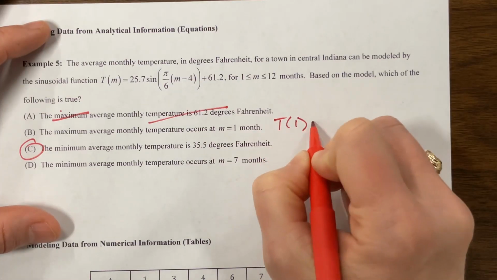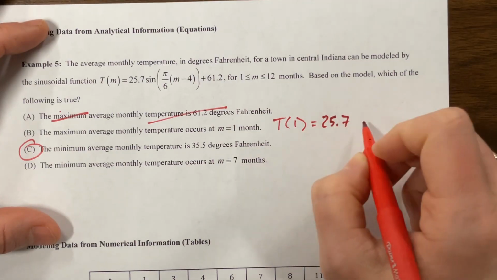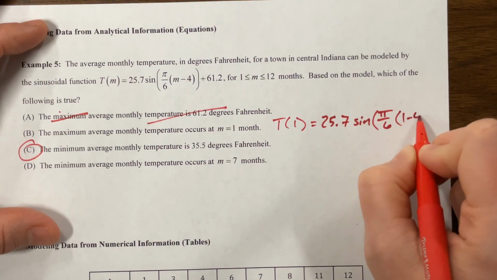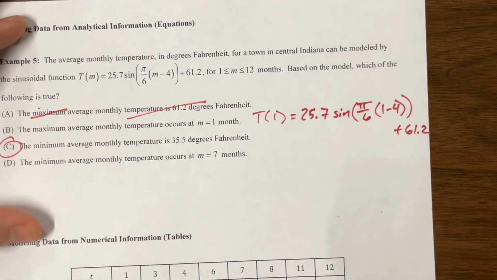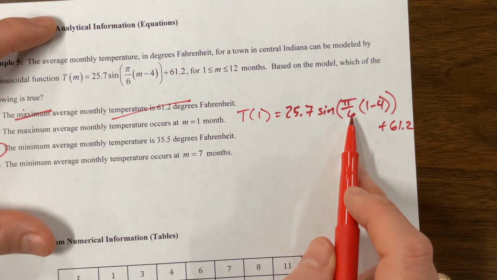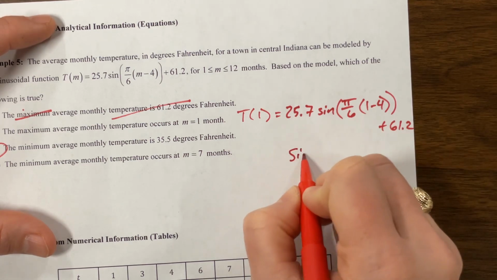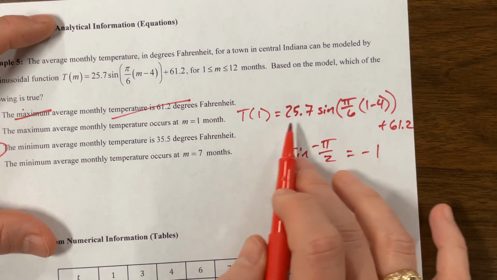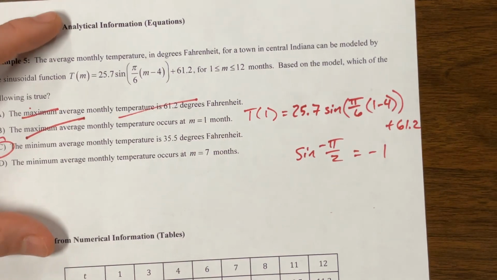So T of 1 would equal, okay, I'm sorry. I'm trying to do this officially for you. I would probably do it with a little more shorthand. Plus, I ran out of space, plus the 61.2. If I were doing it myself. Okay, here's what we know. This is -3, so this is sine of negative pi over 2. So negative 3 over 6 is negative pi over 2. Sine of negative pi over 2 is equal to -1. So if I plug this in, this is as low as it's going to go. The maximum occurs there? No, the minimum does. That's why that one was wrong.